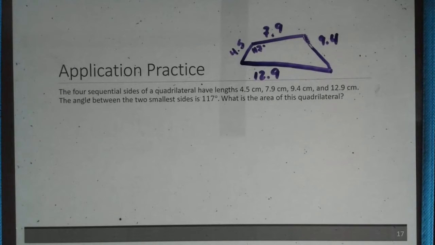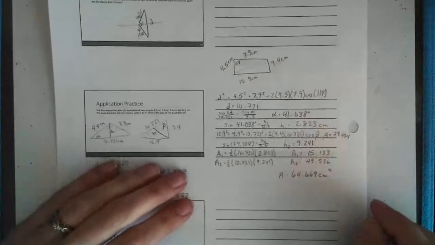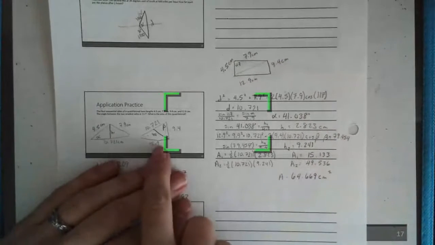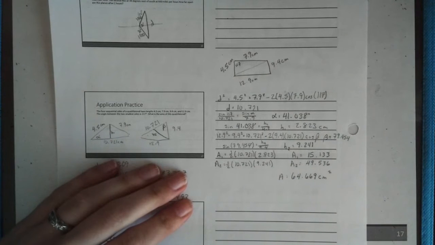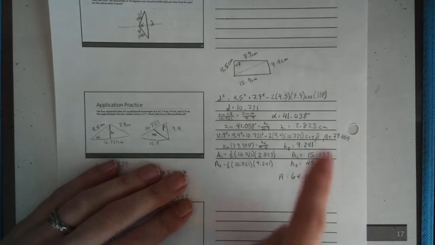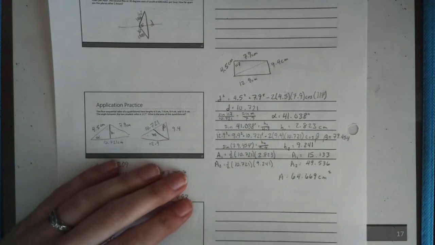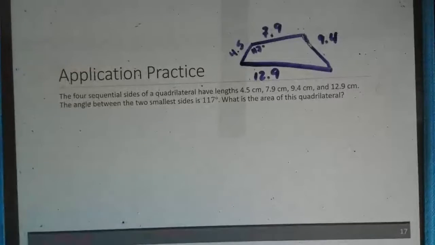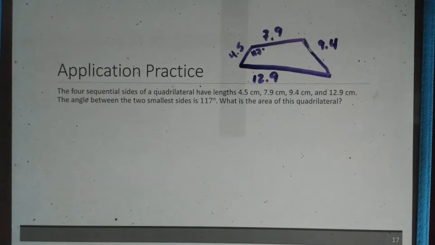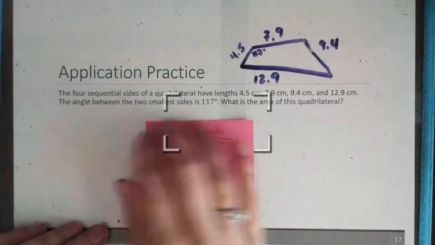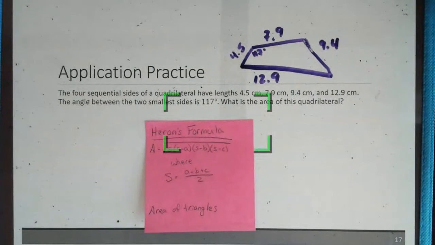Now, once upon a time, I'm actually going to show you my notes for once. Once upon a time when I solved this, I broke it into two triangles, and we know that the area of a triangle is 1/2 base times height. So I had to find the base and the height of both of these triangles, and it took quite a lot of work. So then my fabulous pre-calculus students said, we found this other formula, can we use it? That formula is called Heron's formula.